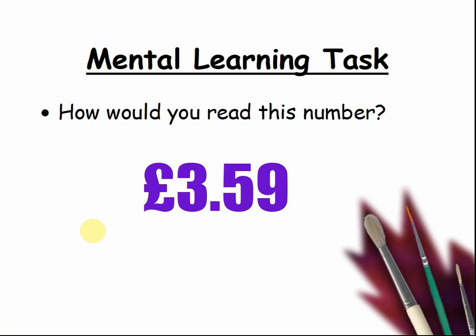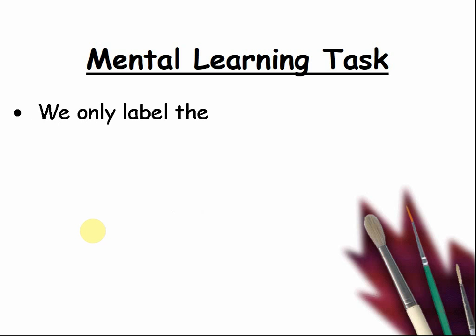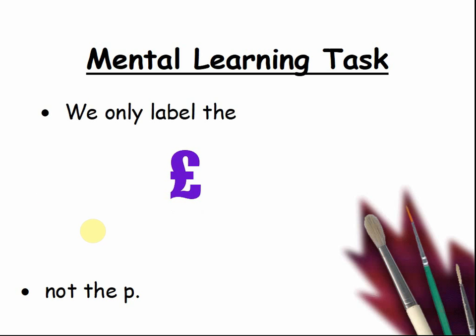How would you read this number? I would read it £3.59. Now notice it doesn't say 3.59 anymore. If you've got a pound in front, you say £3.59. We only label the pound and not the pence.